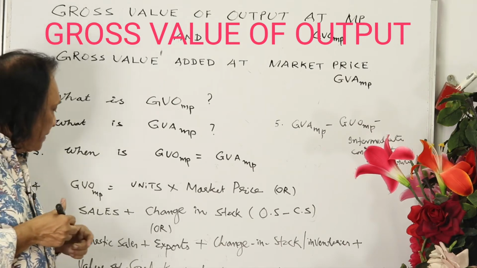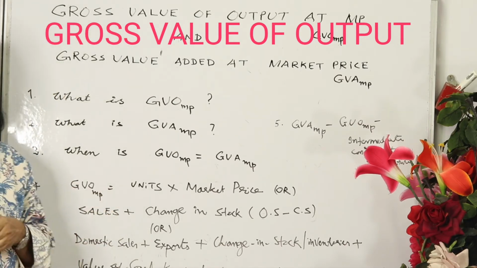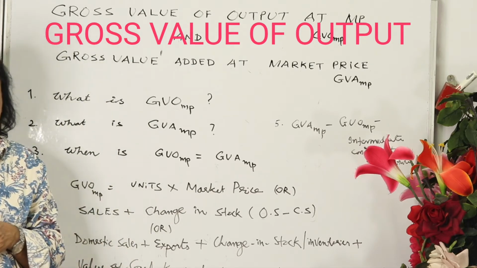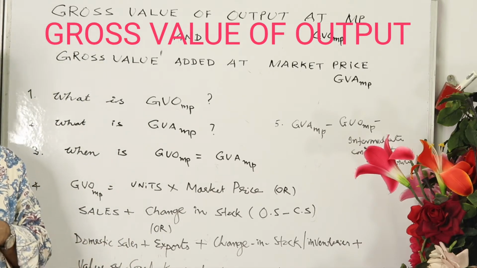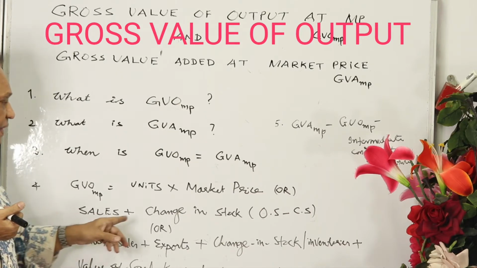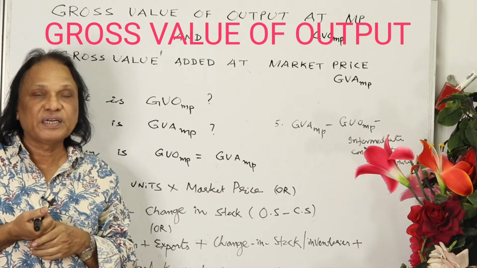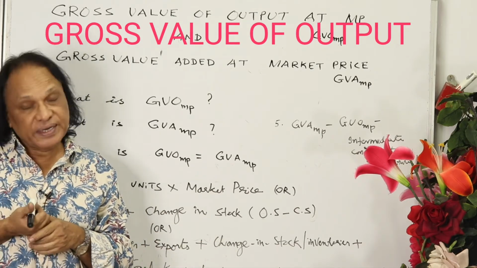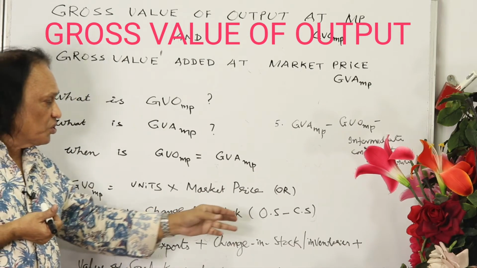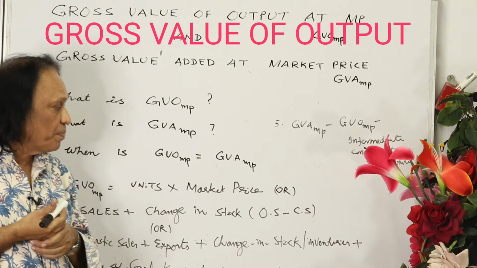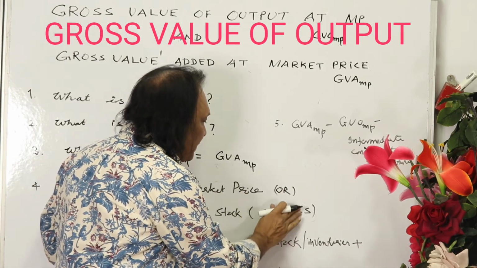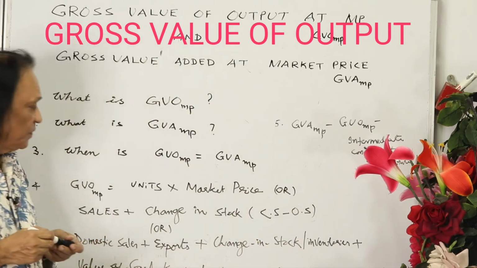Or sometimes what happens, maybe the producer is not able to sell all the 10 pens by the end of the accounting year. So he's left with maybe 2 pens. So in this case, sales will be 8 plus change in stock. He's left with 2 pens at the end of the accounting year. So again, it comes out to be 10. So the formula can be sales plus change in stock. Change in stock is closing stock minus opening stock.